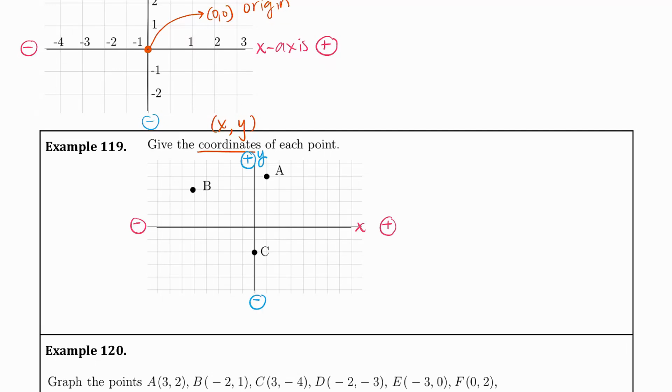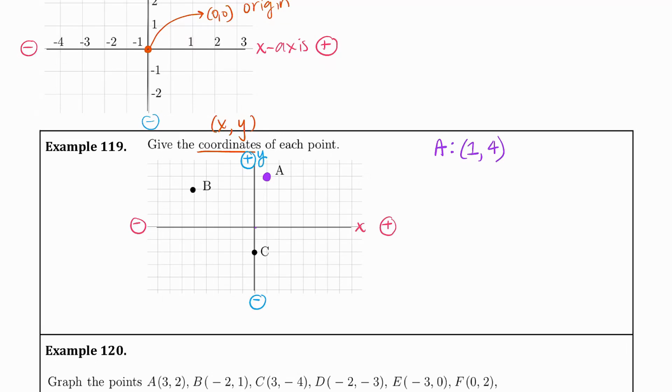So if we're looking at the point A, we always start counting from our origin. We move to the right 1, so that means our x-coordinate for A is positive 1. And then we go up 1, 2, 3, 4. So our y-coordinate for A is positive 4. So we always start with the origin. We move in our x direction first, whether that's left or right, and then we move in our y direction, whether that's up or down.